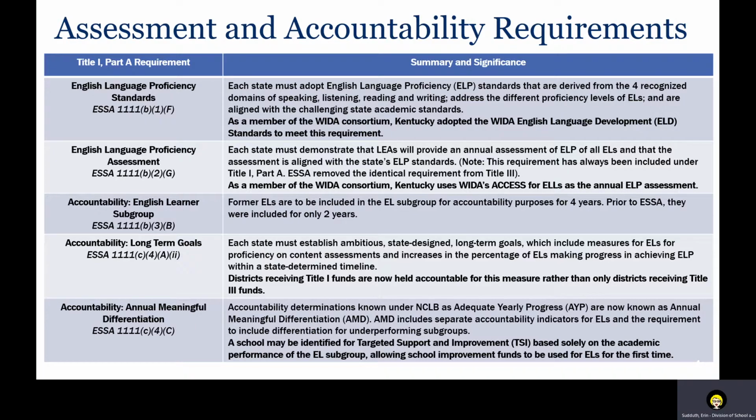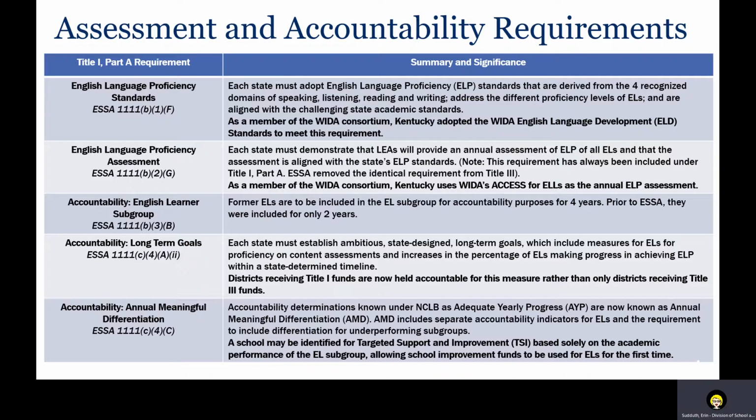The final assessment and accountability requirement is related to annual meaningful differentiation and is required by ESSA Section 1111C4C. Accountability determinations known under No Child Left Behind as Adequate Yearly Progress, or AYP, are now known as Annual Meaningful Differentiation, or AMD. AMD includes separate accountability indicators for ELs and the requirement to include differentiation for underperforming subgroups.